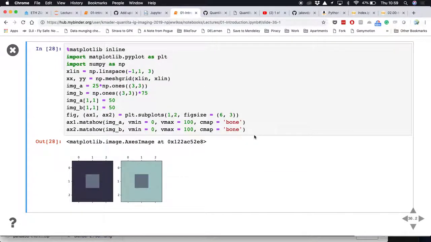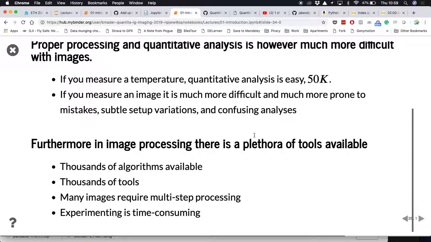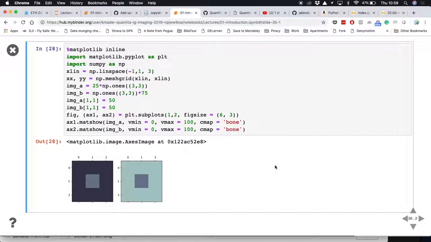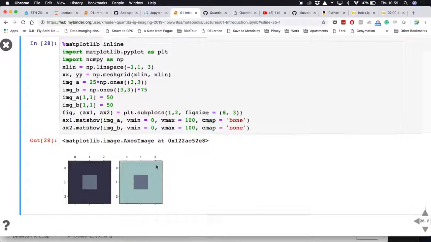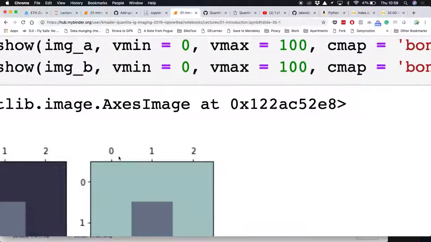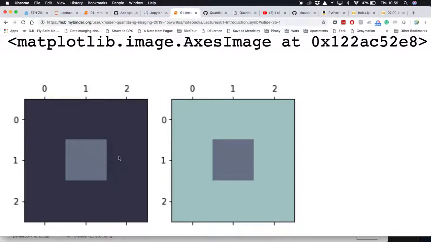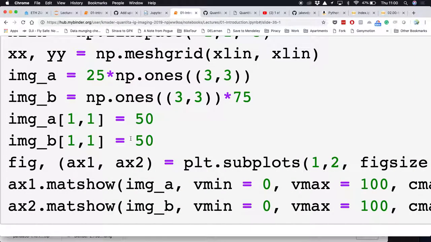The last thing we'll go over is the idea of quantitative imaging. Human eyes have major problems, as we started with this LUT problem, or lookup table. If you ask which center square seems brighter, the one on the left looks a lot brighter, but if you look here, they're exactly the same value.